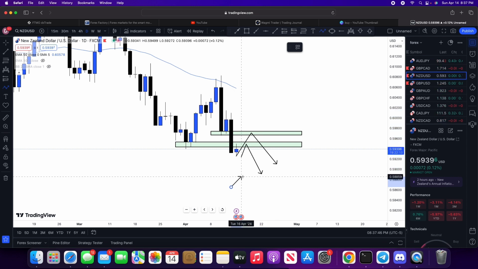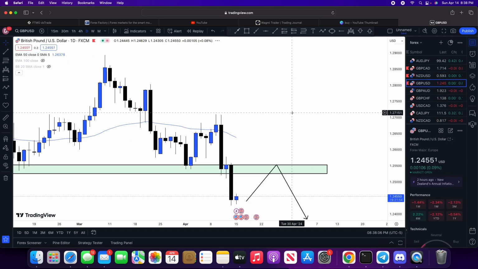Obviously I'm just waiting to see where we could possibly reject from. Could it be this level? Maybe. Could it be this level? Yeah, it could. I'm just going to wait for what price tells me on the lower time frame, such as the 1 hour, maybe even the 30-minute.